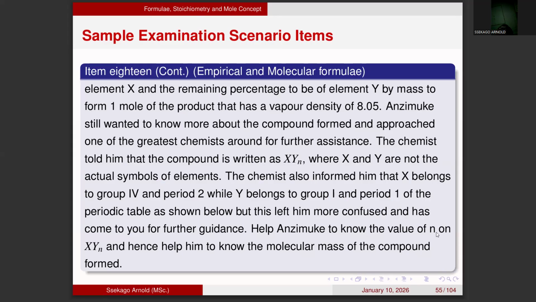Help Anzimuke to know the value of N. To determine the value of N, we need to determine the formula of this compound. Once we know the formula, then N can be evaluated. Hence, help him to know the molecular mass of the compound formed. So we are going to proceed with our calculation.